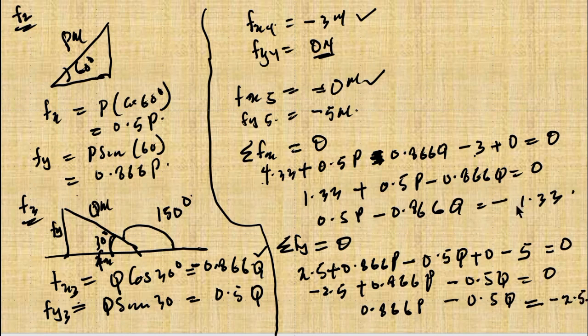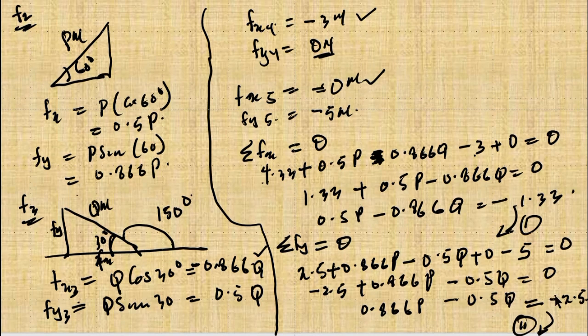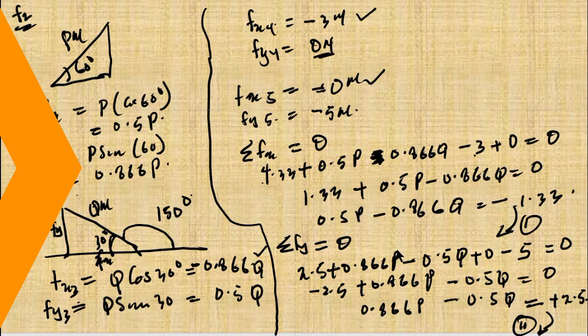Here I have two simultaneous equations. I can refer to this as equation 1 and this as equation 2. Mind you, minus 2.5 goes to the other side to become plus 2.5, not minus 2.5. Now let's call up these equations. Now I have both equations, equation 1 and equation 2. I have 0.5P here, I have 0.866, and here I have minus 0.5.